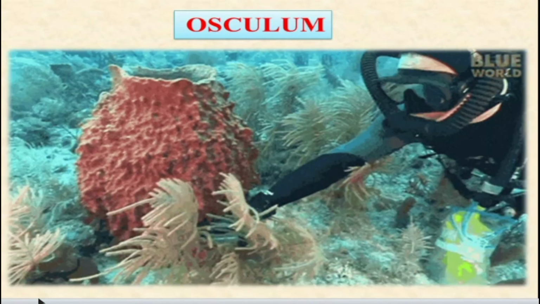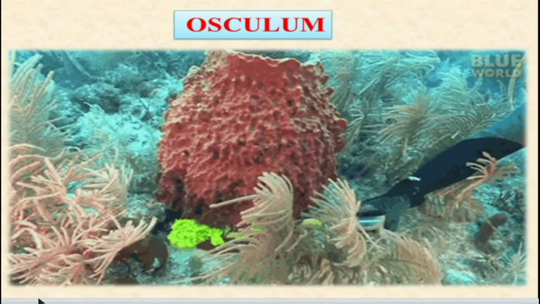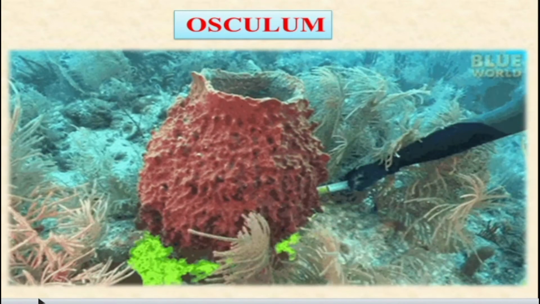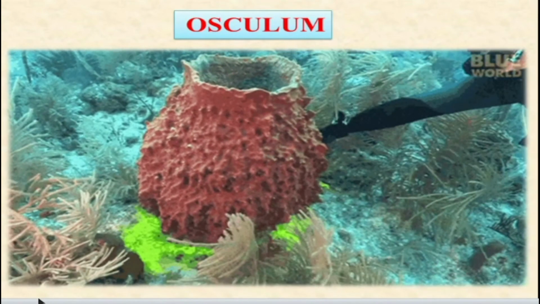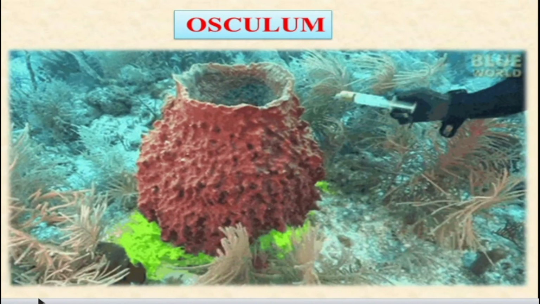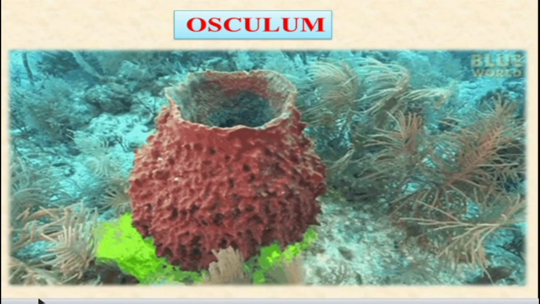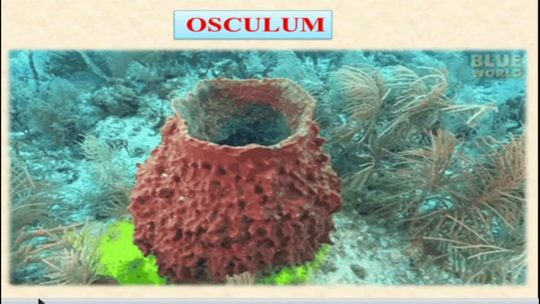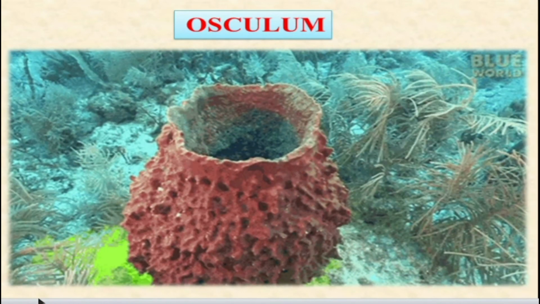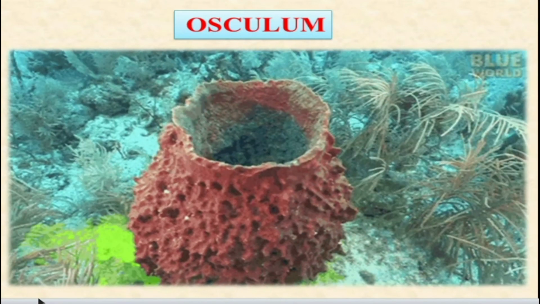This is how the animal takes in food, water and oxygen. Yes, so this is called the osculum. This osculum is a cavity used for circulating water, letting it come inside and go outside.